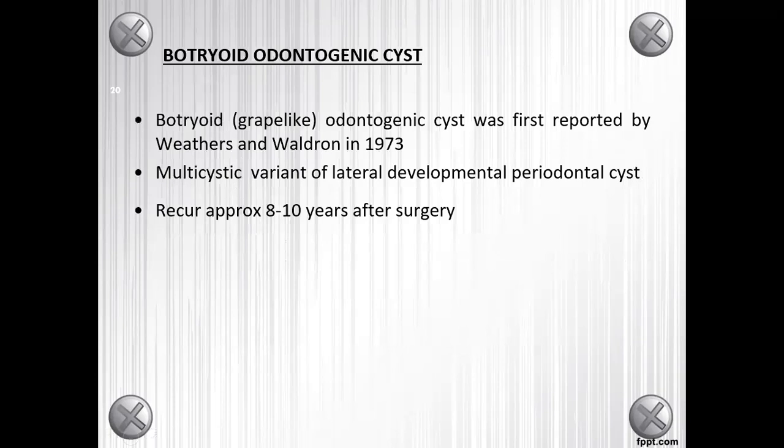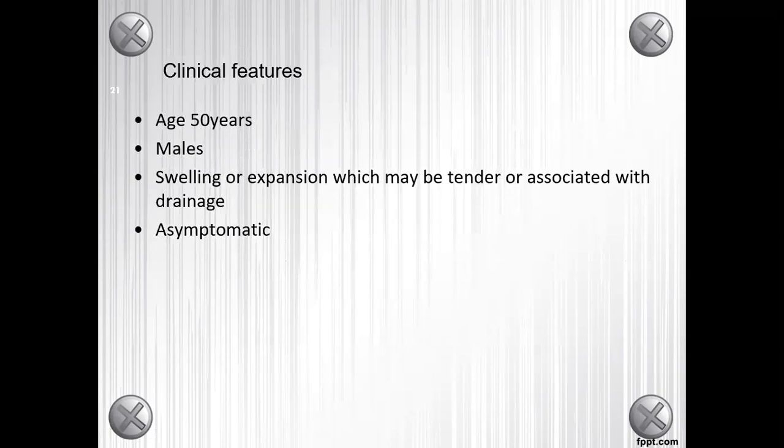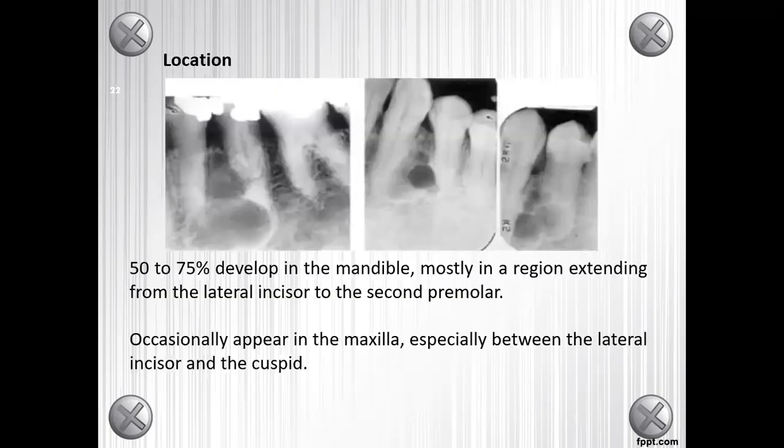The botryoid odontogenic cyst was first reported by Weathers and Waldron in 1973. It's a multicystic variant of the lateral periodontal cyst. It recurs approximately 8 to 10 years after surgery. A typical grape-like appearance is seen here. Age is around 50 years, in males, with swelling or expansion which may be tender or associated with drainage, and it is asymptomatic.